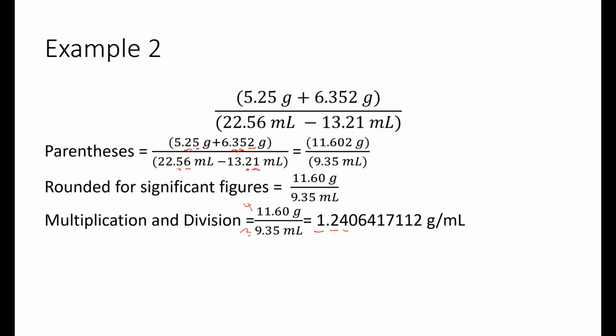1.240, and so on. The 0 is my first drop digit. It's less than 5, so my 4 stays at 4. And I get 1.24 grams per milliliter for my final answer.